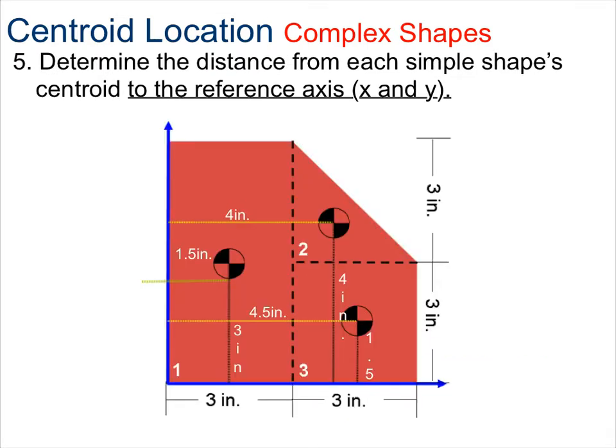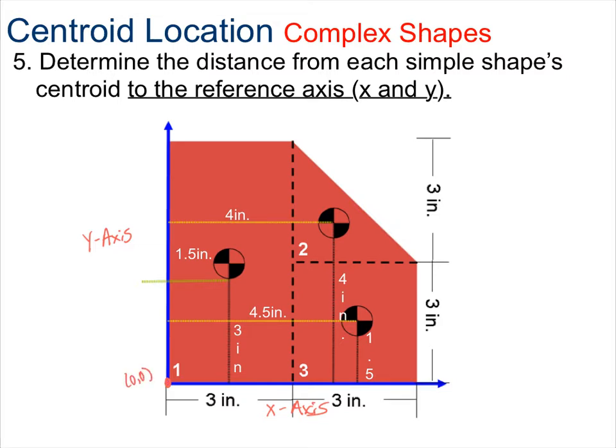Now in step 5, this is one of the most important steps, and it's one that we tend to make a few mistakes on. In step 5, you're asked to determine the distance from each simple shape's centroid to its respective axis, whether it be the x-axis or y-axis. Think of your x-axis as, again, your horizontal axis. Let's write this in, x-axis. And your vertical axis is your y-axis. You can think of this bottom left-hand corner as your origin 0, 0.